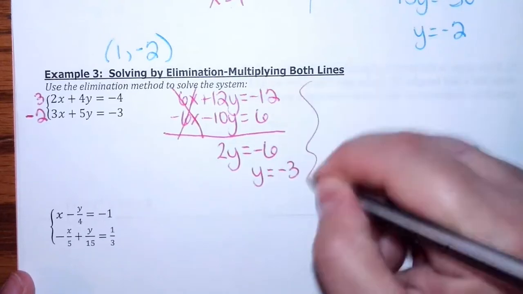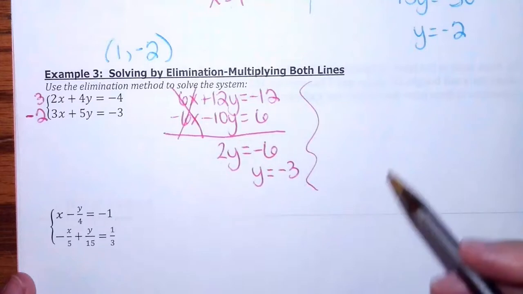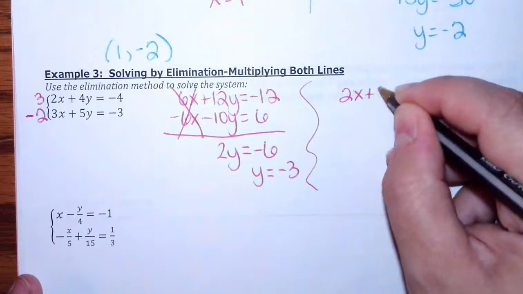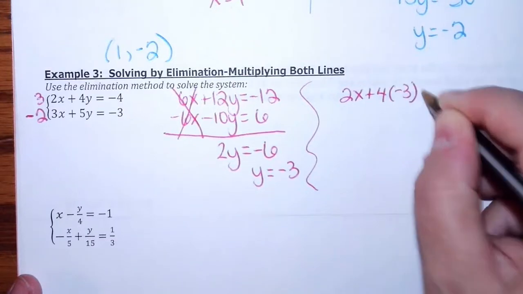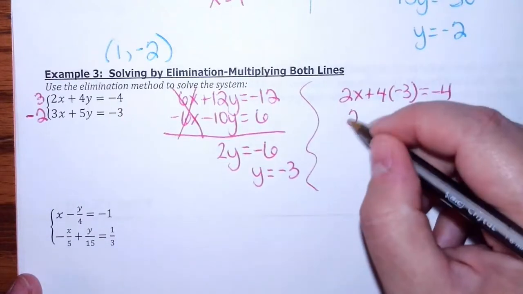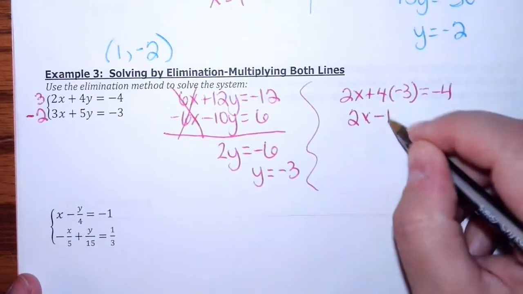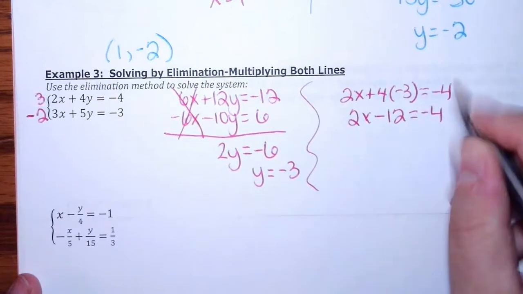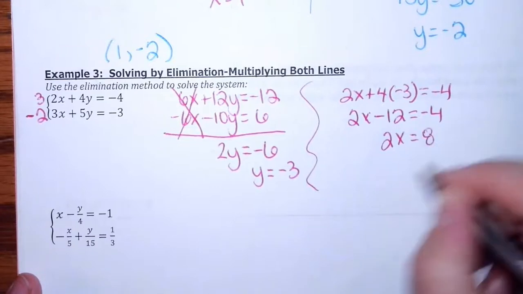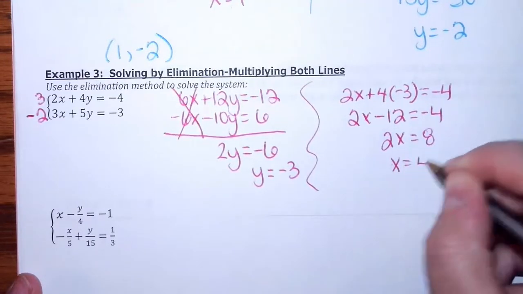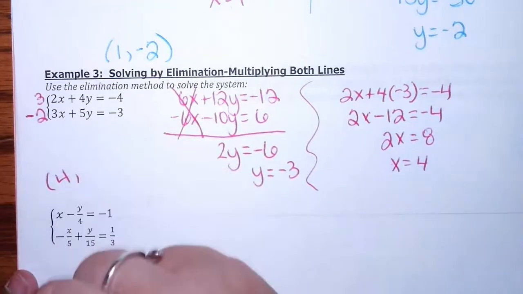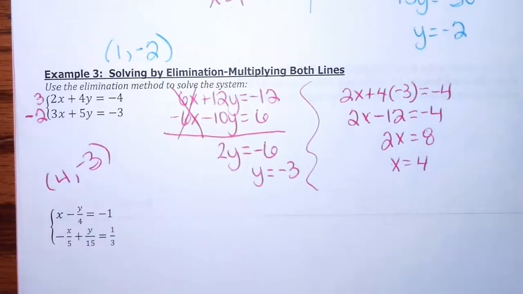And then again, it doesn't really matter which equation you plug it back into. I'm just going to put it in that very first equation. Make sure you do plug in for the correct variable. We found y first there, so I'm going to plug that into that first equation for y. You can get 2x minus 12 equals negative 4. I'm going to add that 12, so I'm going to end up with 8 over here, and divide by 2, so x will be 4. So I'm looking for that intersection point, if we were to have graphed those, would be 4, negative 3.